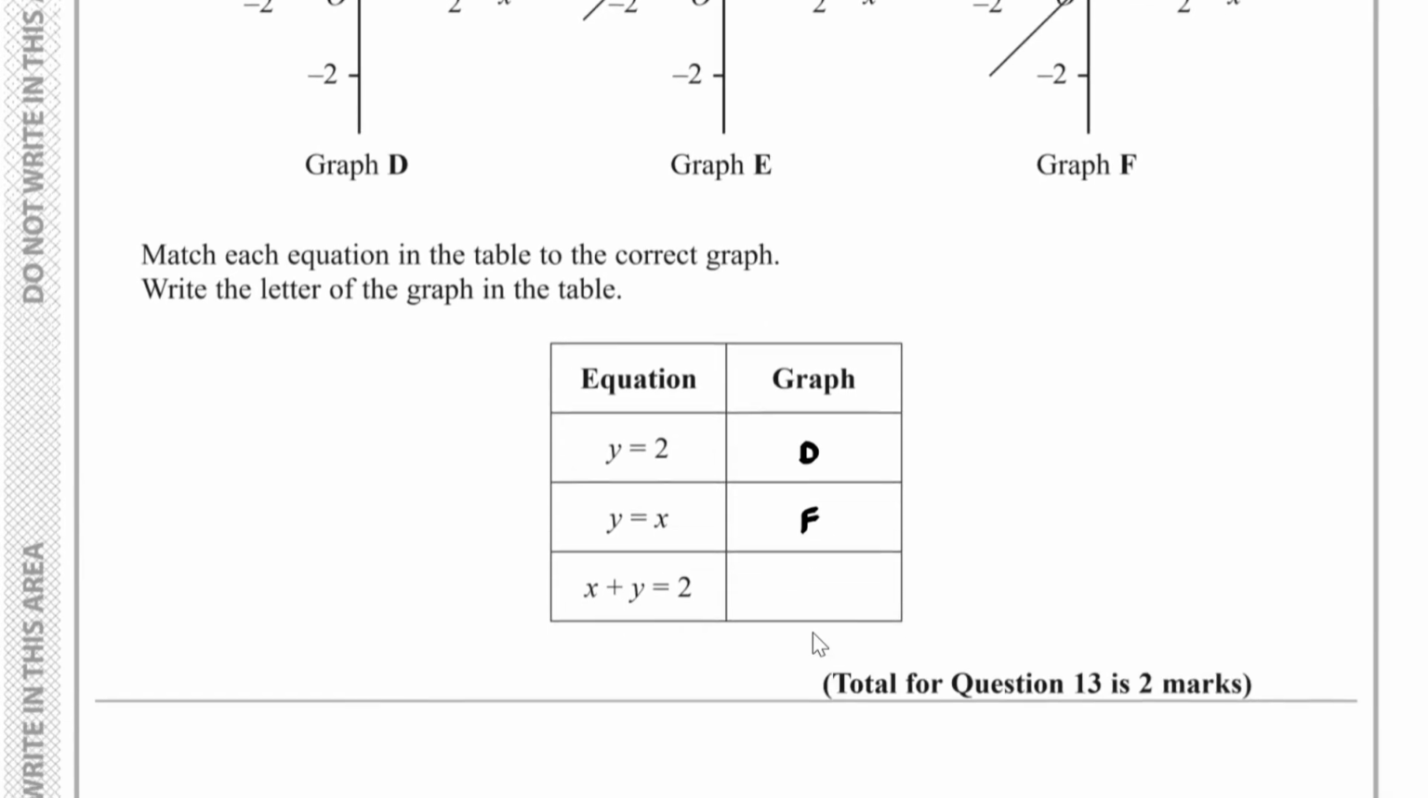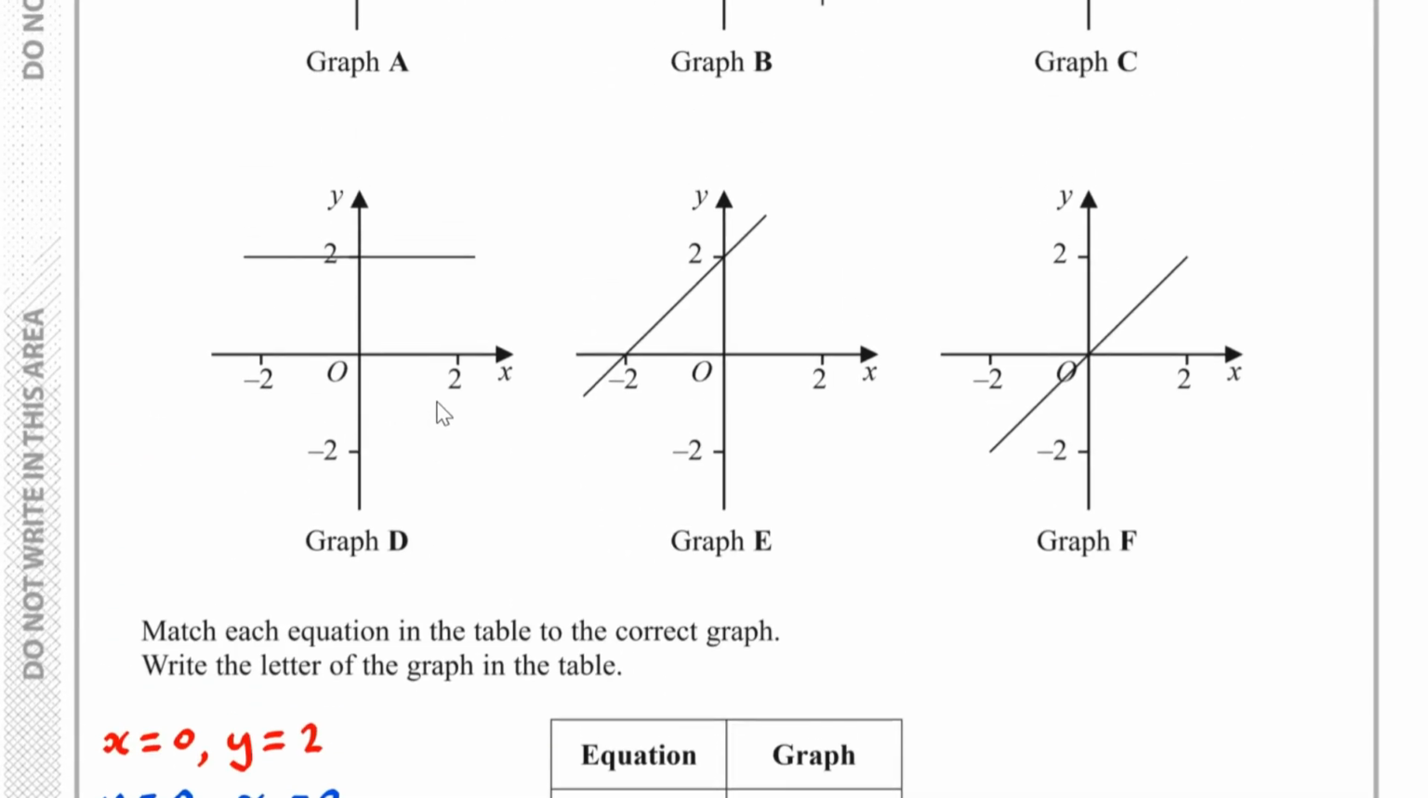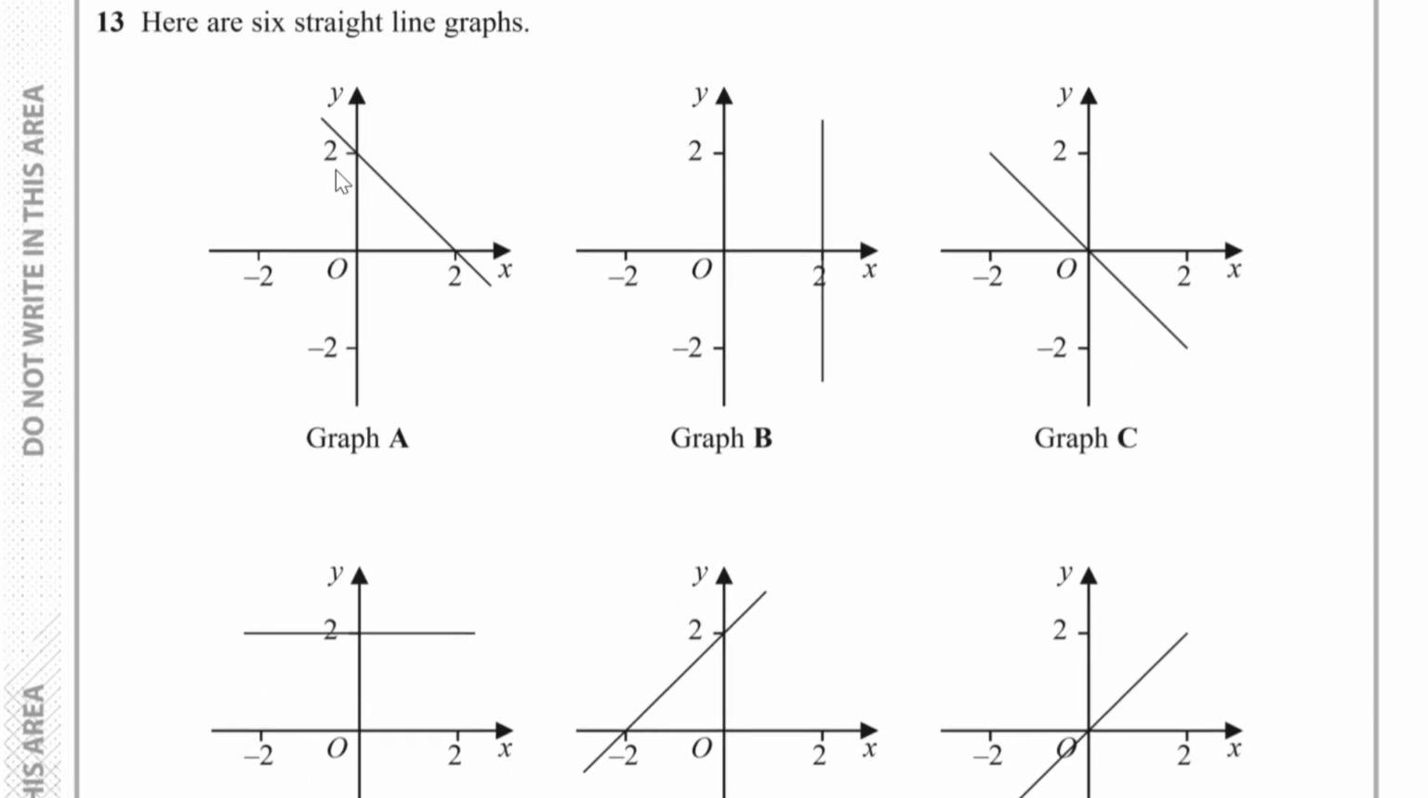And x plus y equals 2. Well, when x is 0, 0 plus y is 2, which means y is 2. And when y is 0, x plus 0 is 2, which means x is 2. That would correspond to graph A.